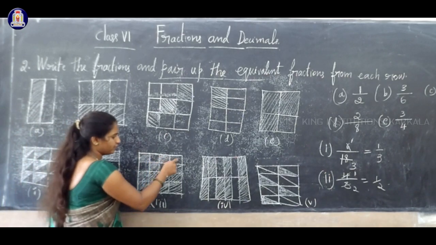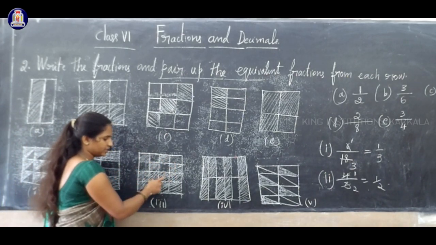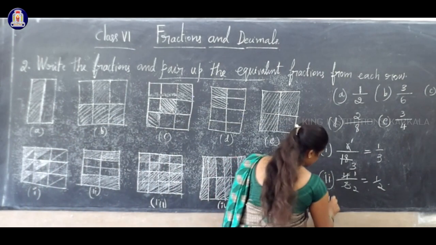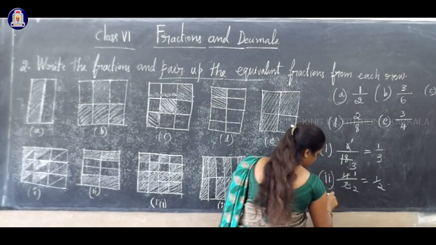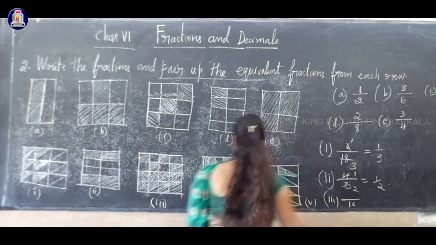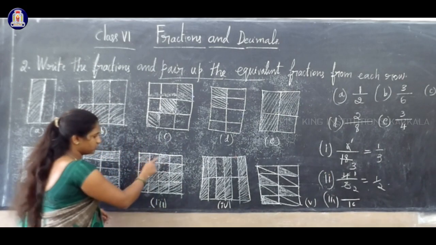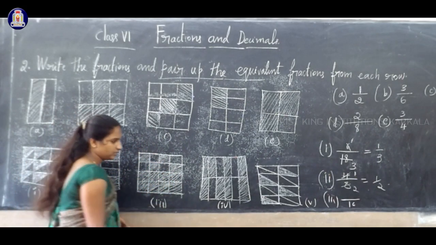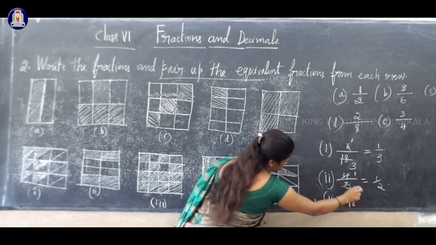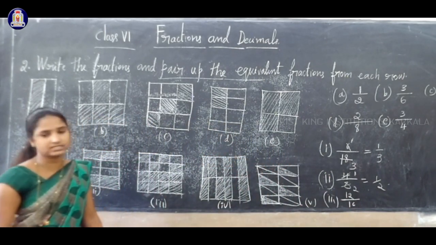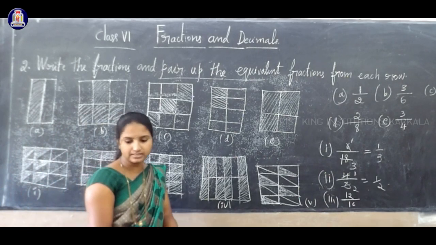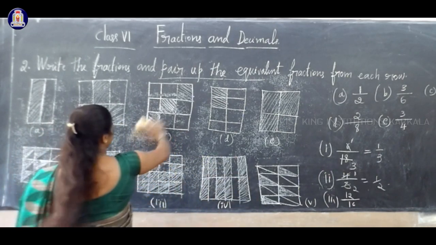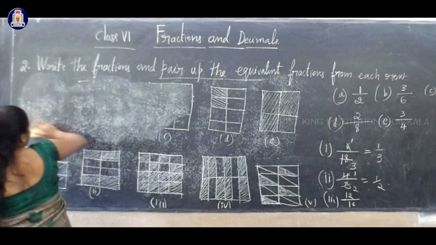1, 2, 3, 4, 5, 6, 7, 8, 9, 10, 11, 12, 13, 14, 15, 16. So total 16 equal parts. In that, how many parts are shaded? 1, 2, 3, 4, 5, 6, 7, 8, 9, 10, 11, 12. So total 12 parts are shaded. So can you simplify 12 by 16? I'll rub this figure, okay? There is no place to write the answer.